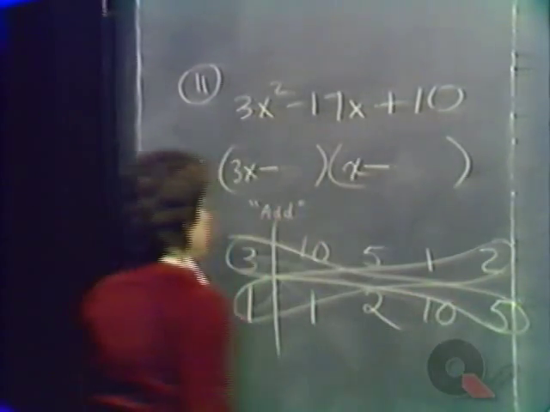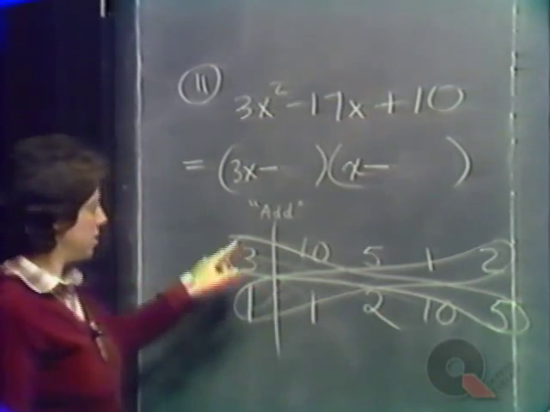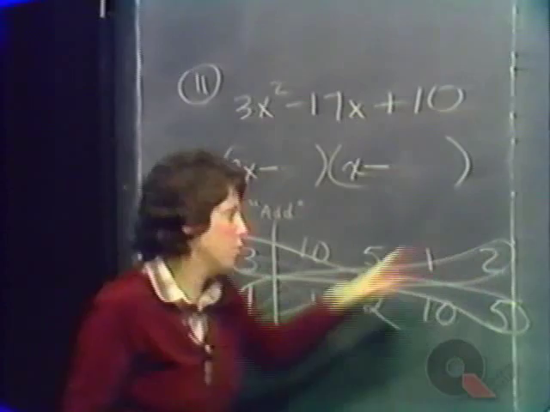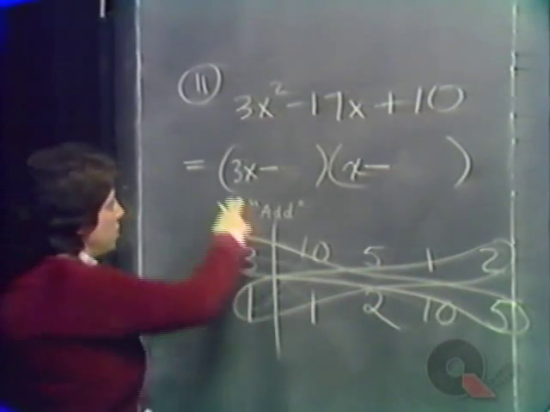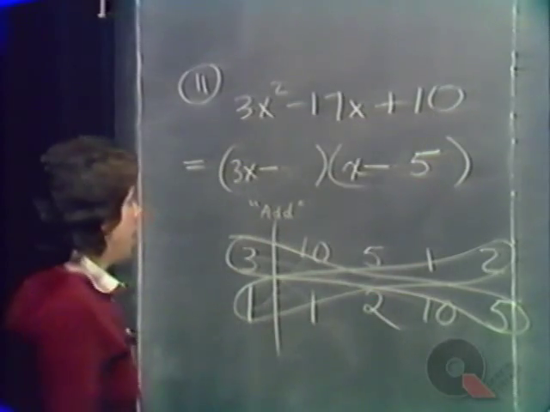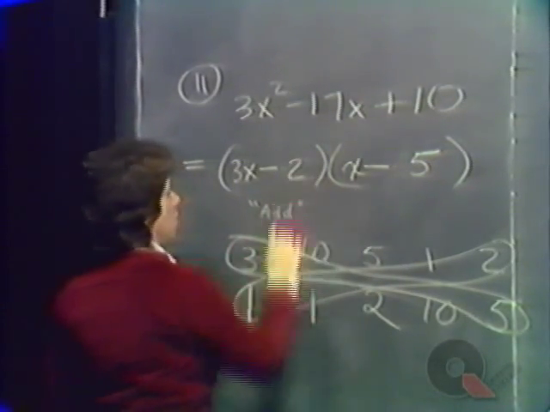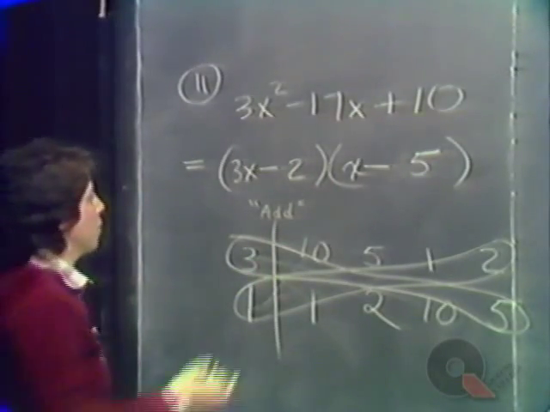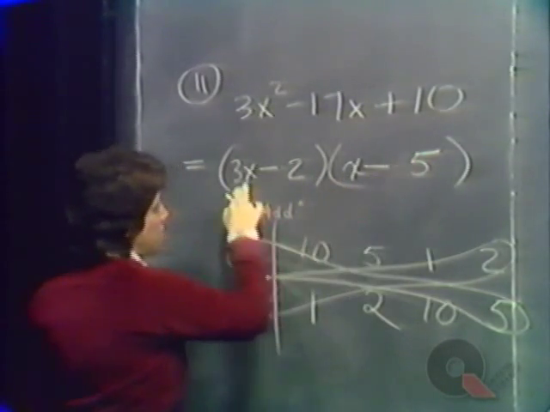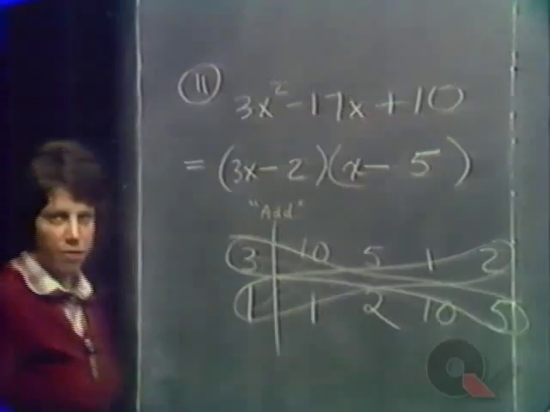and 1 times 2 is correct. That's 15 and 2, 17. In other words, we would like to see the 3 multiplying the 5, the 1 multiplying the 2. Now 3 is on the outside, so the 5 is going to go on the outside here. And 1 is here, so the 2 is going to have to go in here. And if we check this by FOIL, we get 3x squared minus 15x minus 2x. It's minus 17x plus 10.